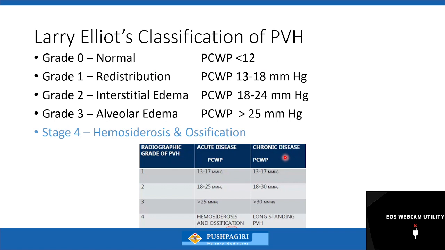The exchange of fluid across the interstitium depends on these three pressures. One is the plasma oncotic pressure, the capillary hydrostatic pressure, and one more pressure. These are actually the Starling forces: four pressures, two within the vessel and two outside the vessel.